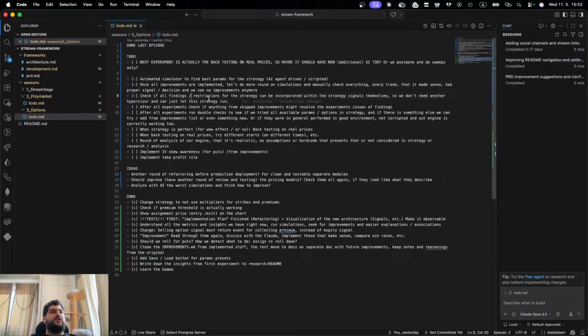After all experiments, check if anything from skipped improvements might resolve the experiment's issues or findings. After all experiments, run double checks to see if we tried all available params, options, and strategies, and if there is something else we can try, from the improvements list or even something new. Also check if they were performed in a good environment, not corrupted, and our engine is working correctly too.